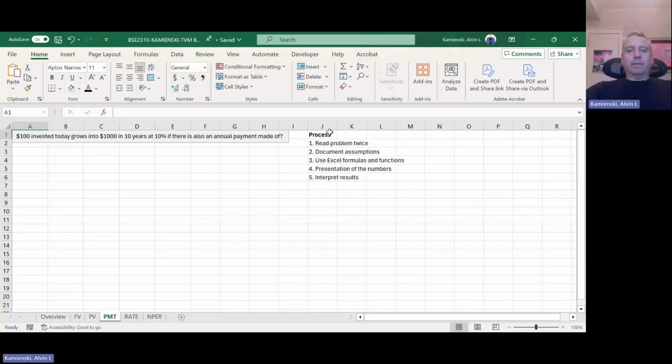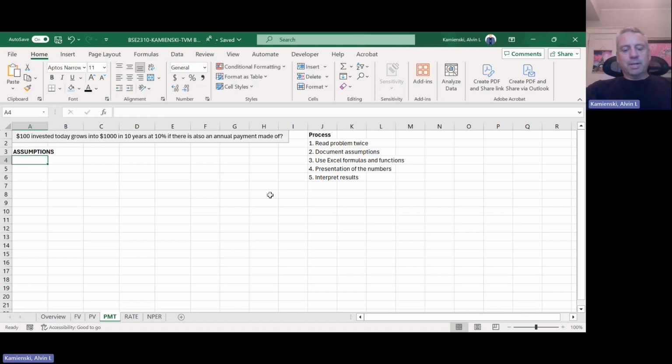Moving on in our time value of money basics with the process still in front of us, let's look at some things about payment. So the question is, if $100 invested today grows into $1,000 in 10 years at a 10% rate of return, if there is also an additional payment made of how much? So let's think about what the assumptions are in this case.